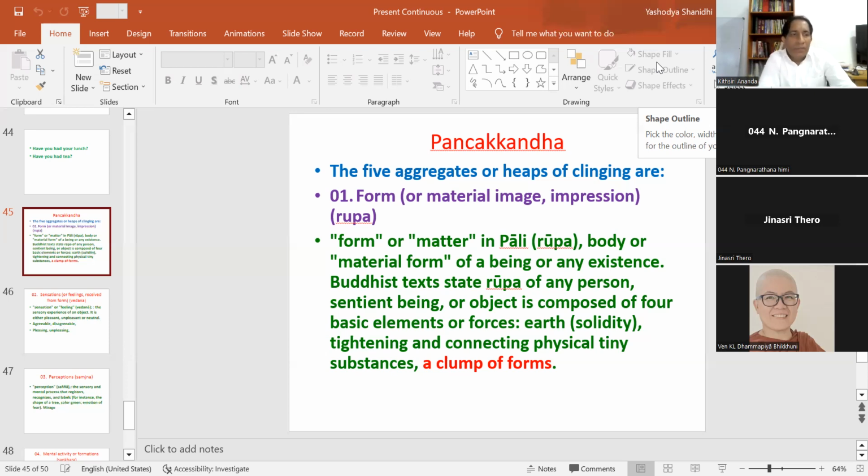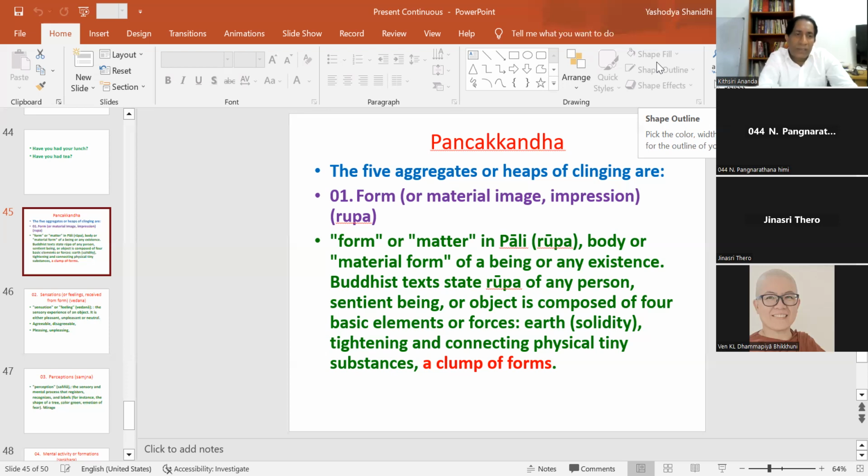Basically, form. Rupa means form or material image, material impression. The Pali term Rupa is usually translated into English as material or matter. Generally, we call it the body, the material form of a being or any sort of existence.